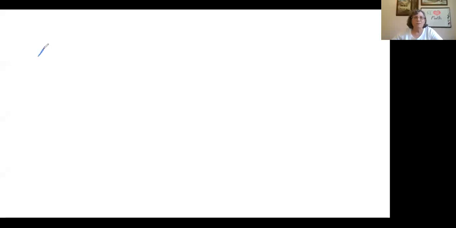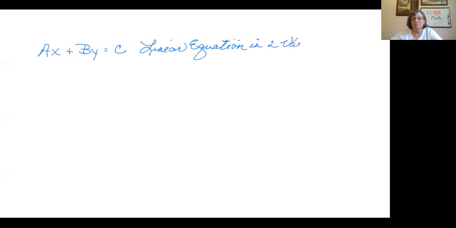Only two steps involved in taking a linear equation in two variables. So here we have a linear equation in two variables. Your variables here are the x and the y.